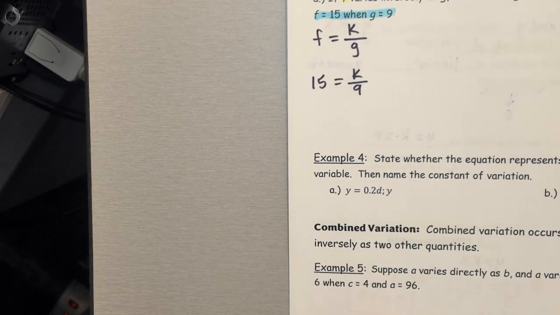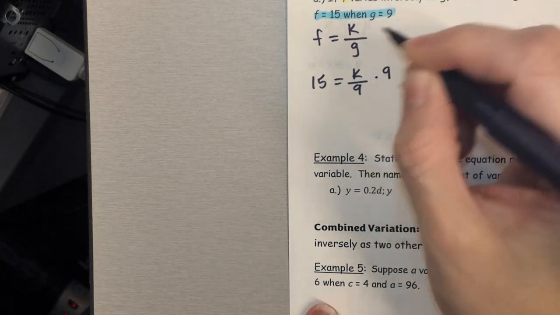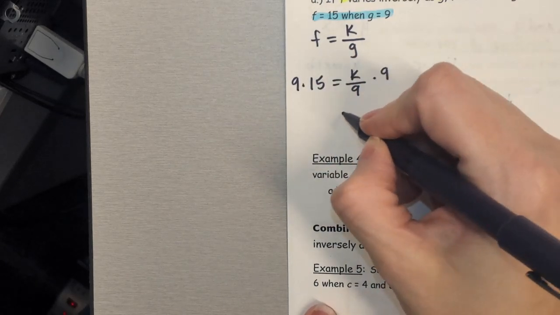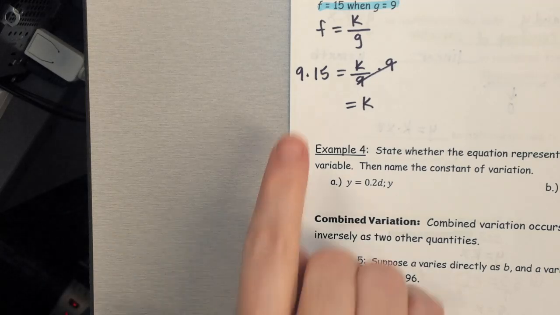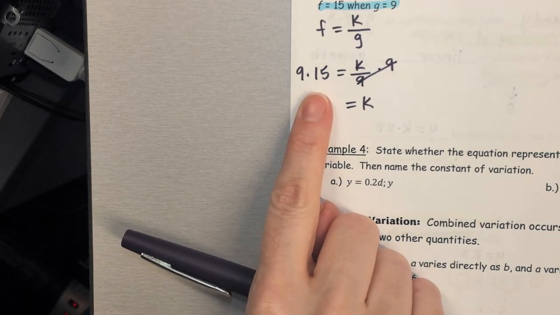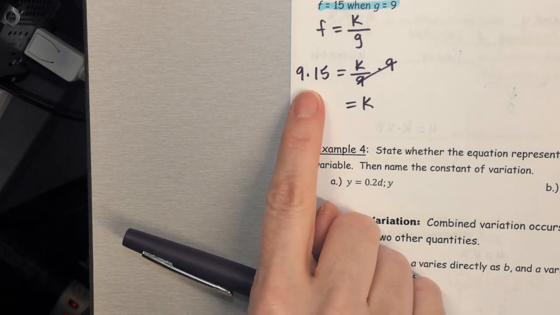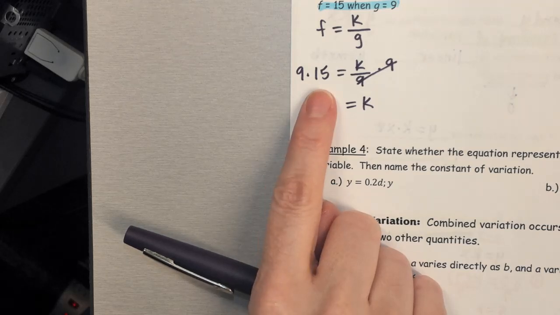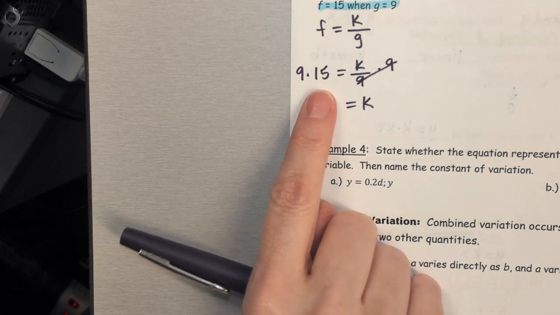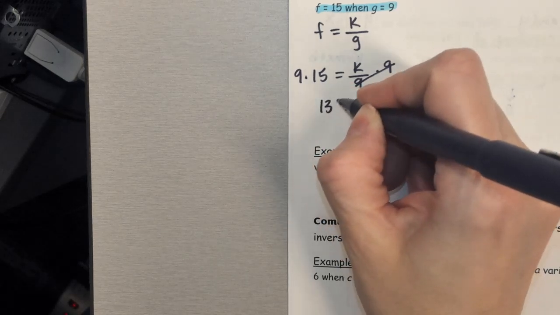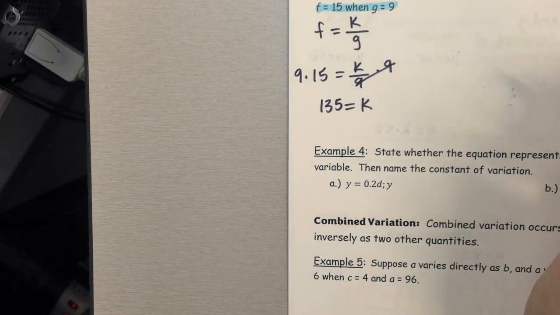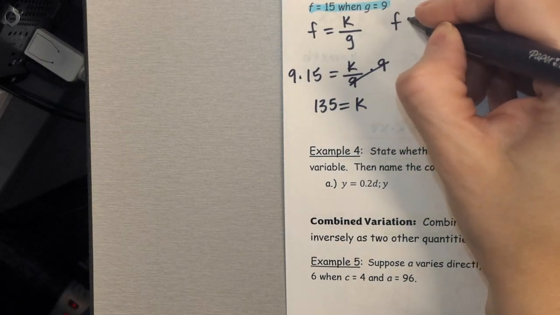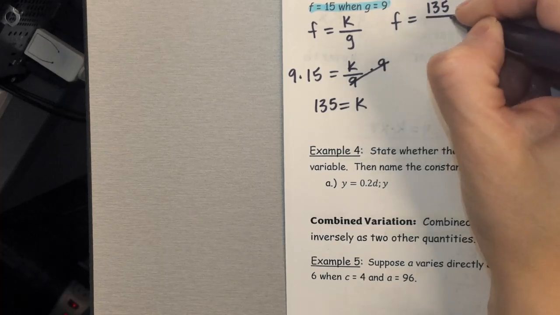okay, we're going to multiply both sides by 9. You can use your calculator for this. If you were doing this without a calculator, I would do 10 times 15, because we know that's what? 150, and then if you do it times 10, it's 15 more, so you just have to do 15 less. So 150 minus 15 is 135. Okay, but again, this is fine if you use your calculator for some of those bigger numbers. So then your equation is f equals 135 over g.